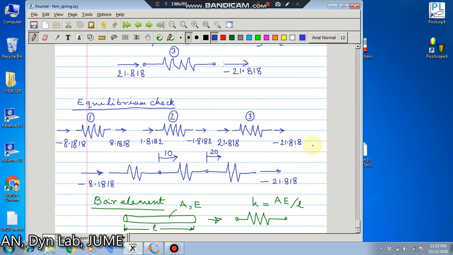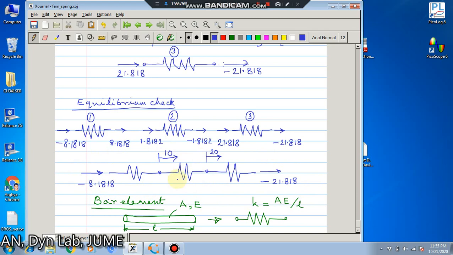Now you put them together. What do you get? This will come here, this will come here, and here these two will get added up and give you 10, and here these two will get added up and give you 20, and here minus 20. So this is the picture of the total equilibrium where you get back the applied forces. So this is again a check.